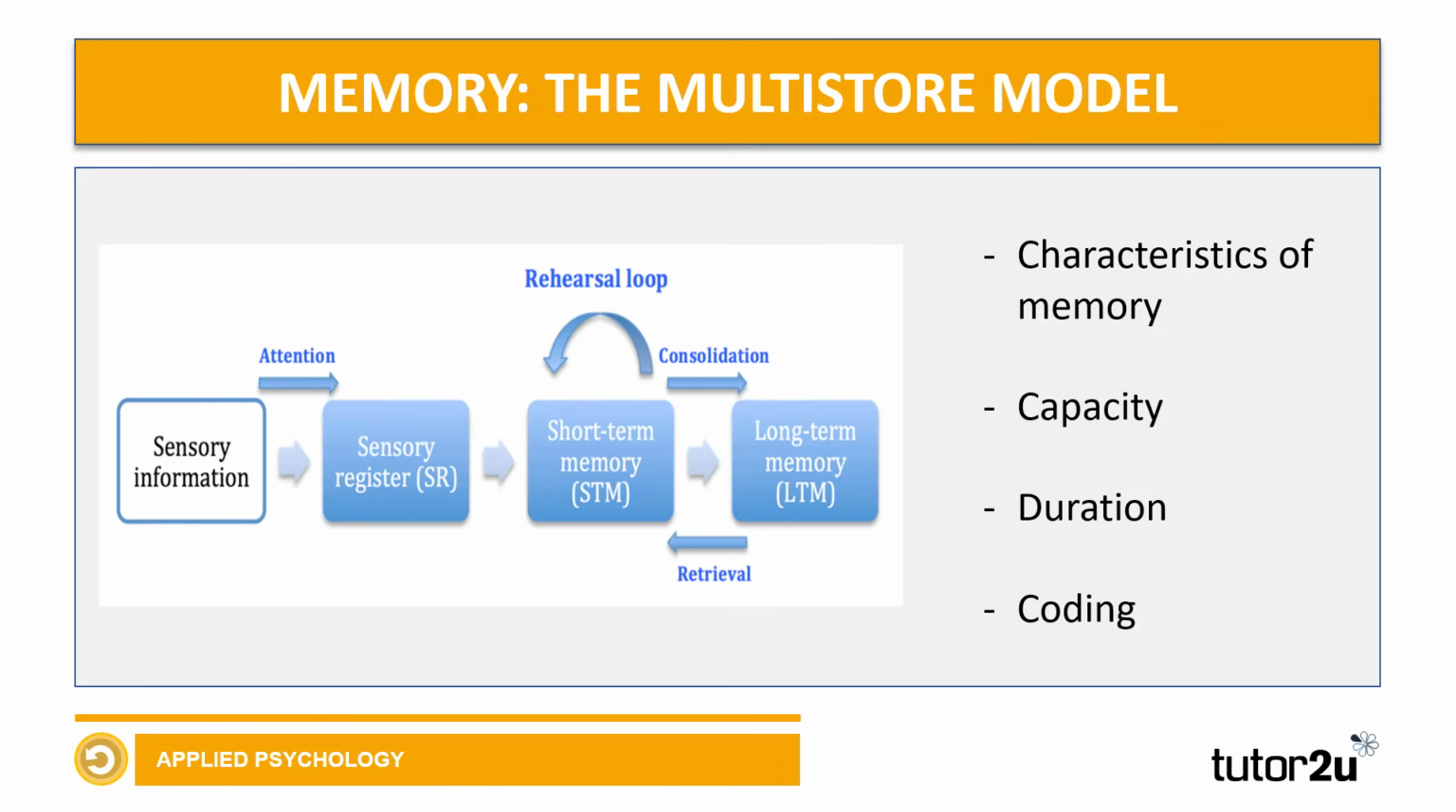Now, there's a couple of sections on memory on your specification. 1. The multi-store model of memory. Hopefully you'll recognise this diagram from Tutor to You. So this just tells us how memory might be built according to the multi-store model. Now, when you go through this, make sure that you focus on the characteristics of memory. So everything you see in the blue box there, sensory register, short-term memory, long-term memory, they're all memory stores, but each of them has got different capacity, different duration, and different coding.